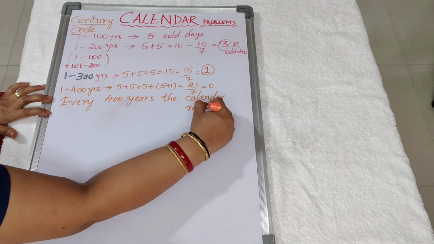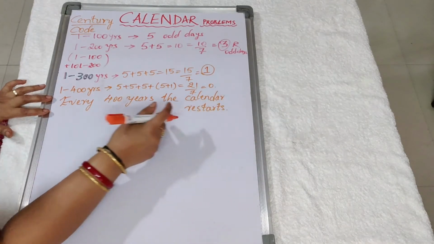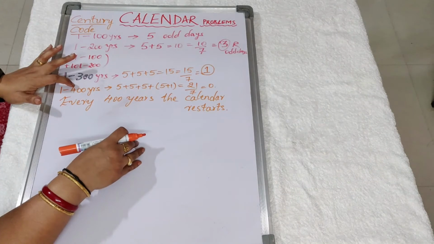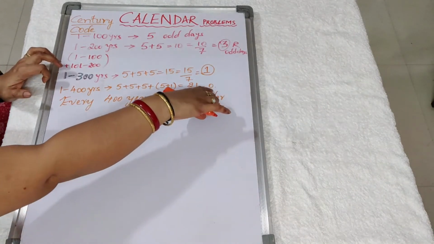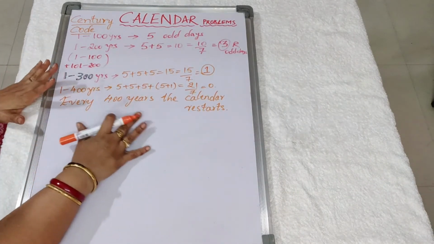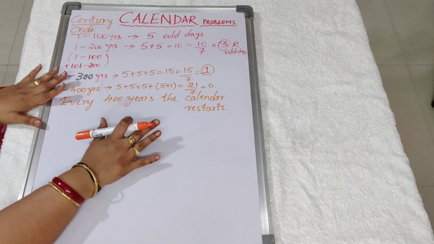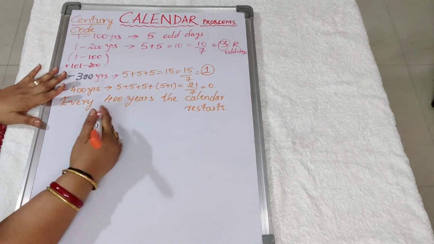It restarts after every 400 years. So after every 4 centuries, the calendar restarts because we are getting 0 odd days. So this is what we derive. Okay, now let us find out the century code.